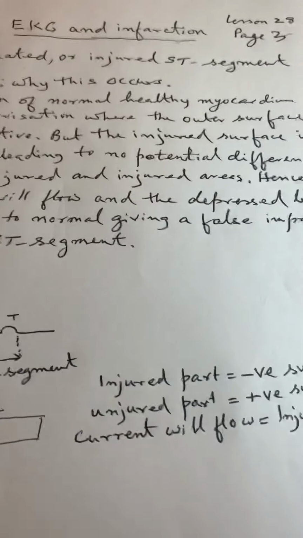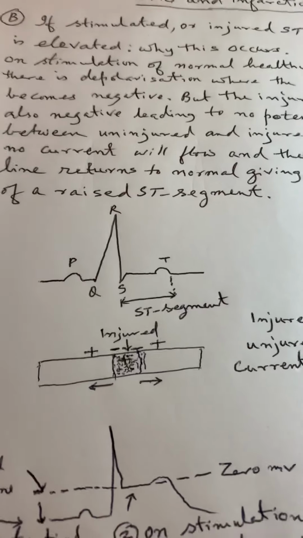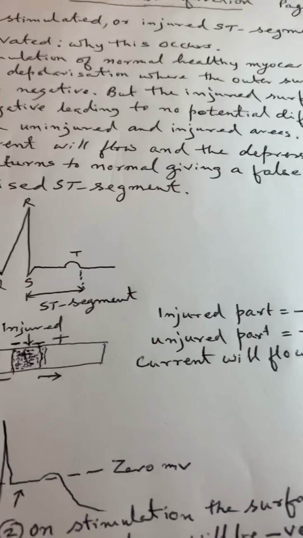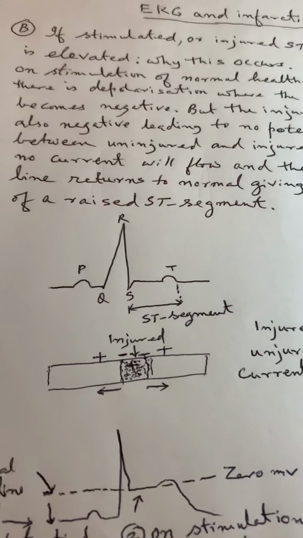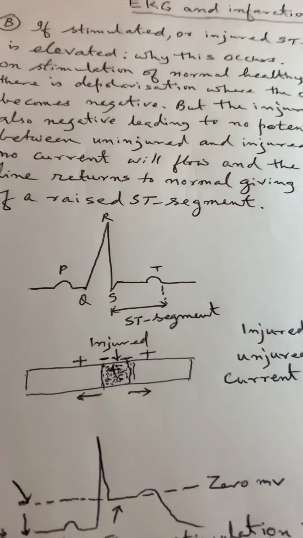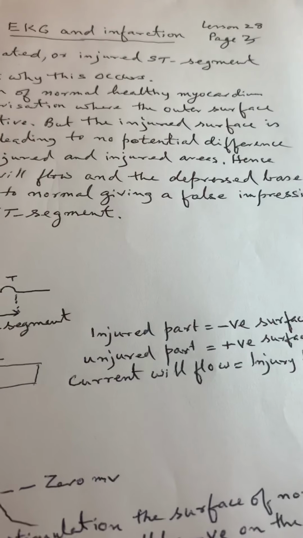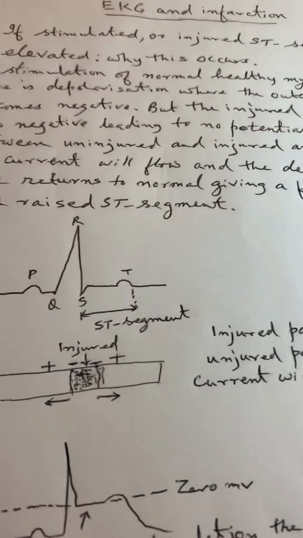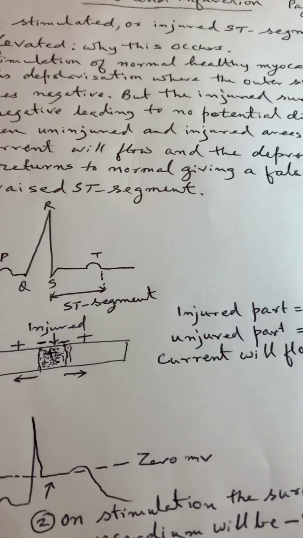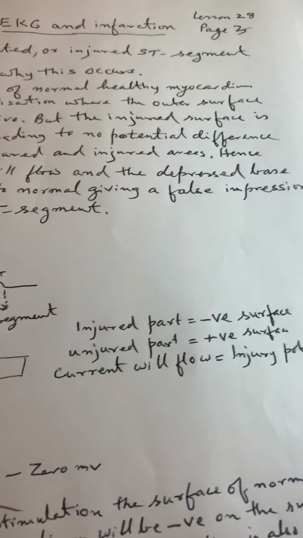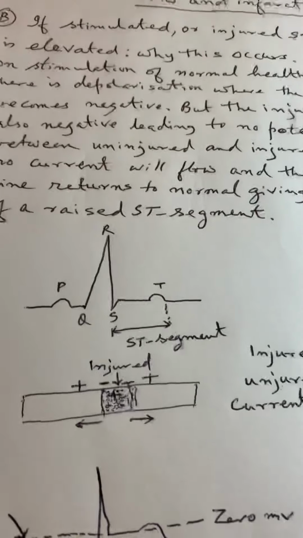But in the injured surface, as I told you, between the uninjured and injured portion there is a flow of current, and the depressed baseline returns to normal, giving a false impression of ST segment elevation.